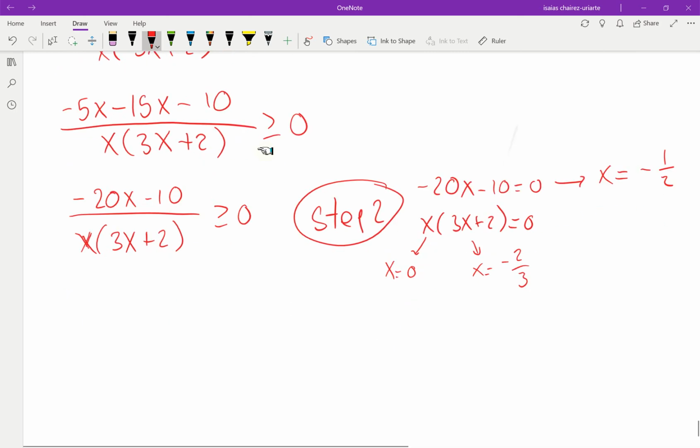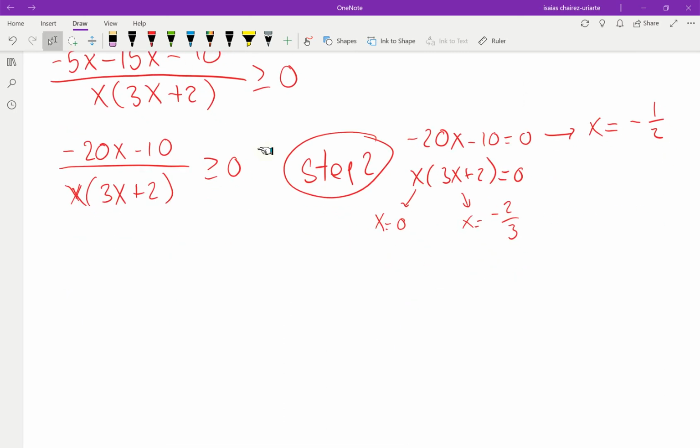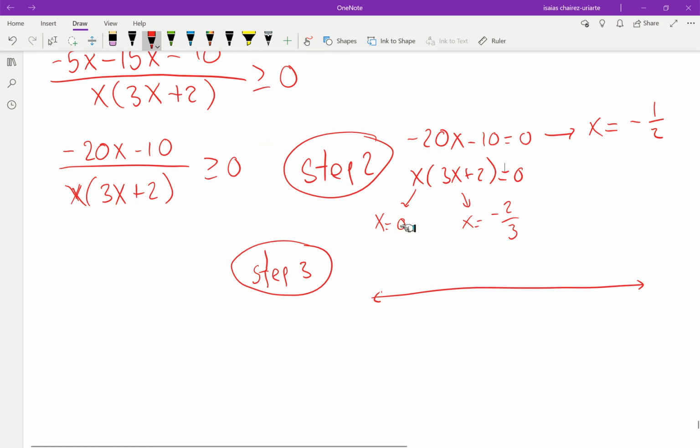Okay, now I have found three values that make the numerator and the denominator 0. I'm going to put them all on a number line. My number line is going to look like this. Think about it: 0 and negative 2/3 are going to use parentheses, with open circles. Negative 1/2 is going to be a solid circle because we're dealing with a bigger than or equal inequality.